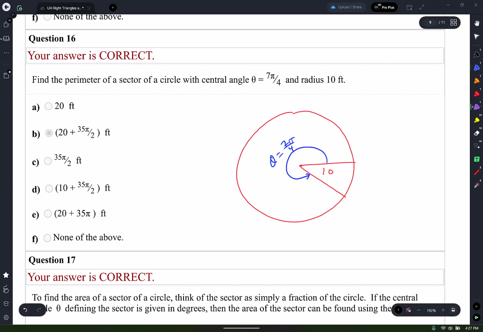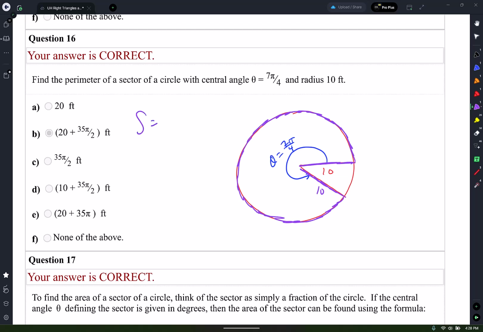So what you're finding is this in purple. You're finding Pac-Man, essentially. This is what perimeter means. You're finding everything in purple. Cool or not cool? So here we go. I'm going to find the arc length first, and then whatever the arc length is, I'm going to add 20 to it.